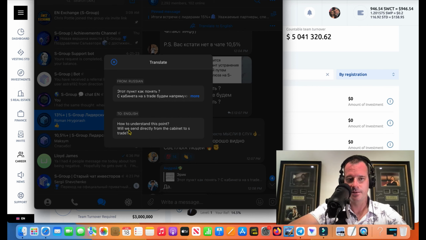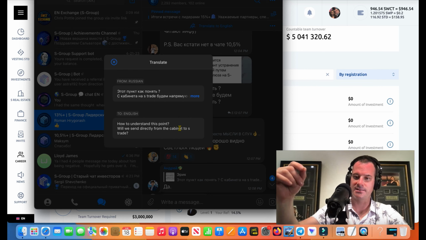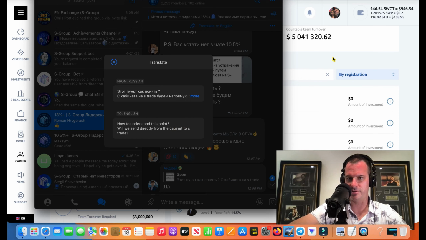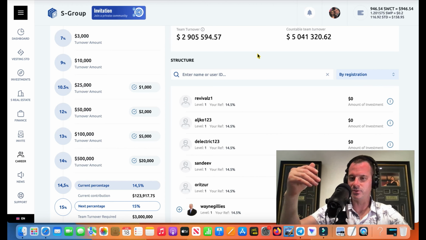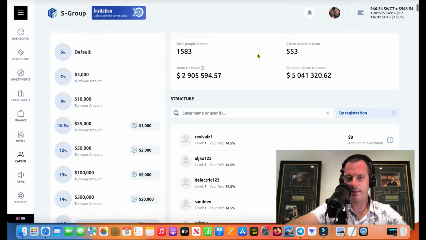Okay. So, how to understand this point, will we send directly from the cabinet to S Trade? So what they mean by cabinet, okay, the direct translation of back office is cabinet. I believe in French they call it cabinet as well. But that's just your back office in S Group. So he's talking about how are they going to do a withdrawal from S Group to S Trade.